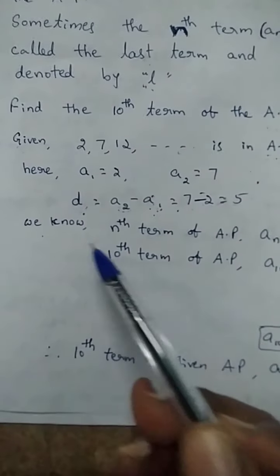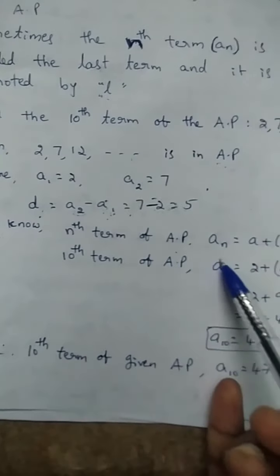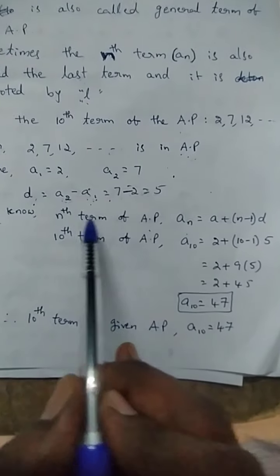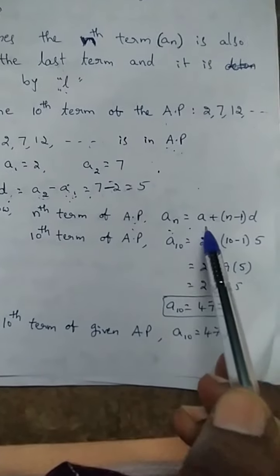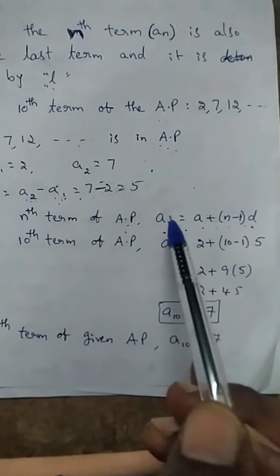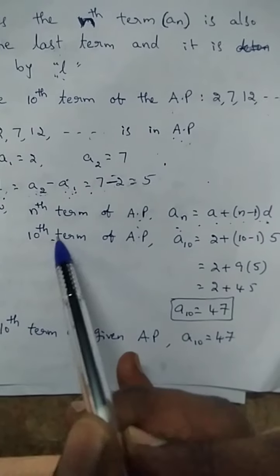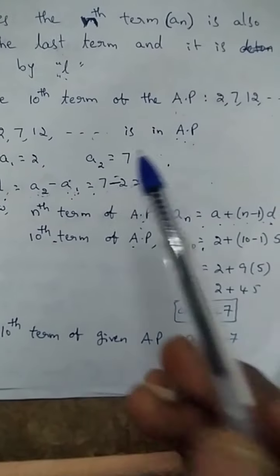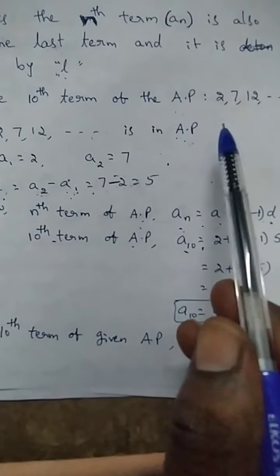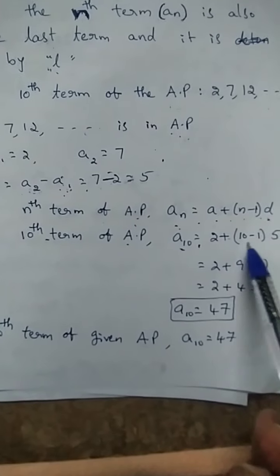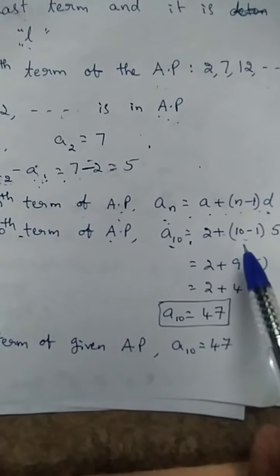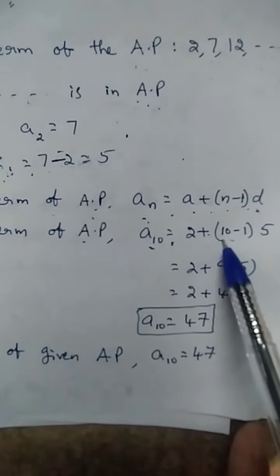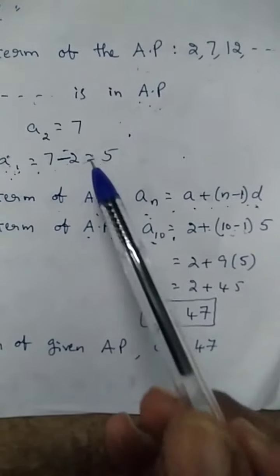We know the nth term of an AP, an is equal to a plus n minus 1 into d. Here we can find the 10th term of the AP, a10 is equal to, substituting the values we know from the problem. a is given as 2, plus n minus 1, where n is the term which we require, so 10 minus 1, into d, the common difference, which is 5.